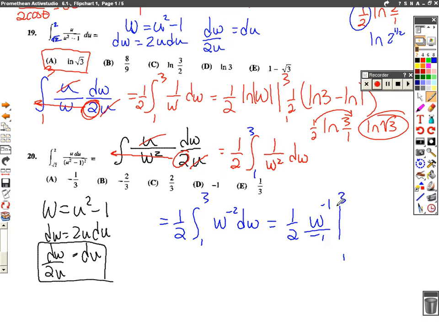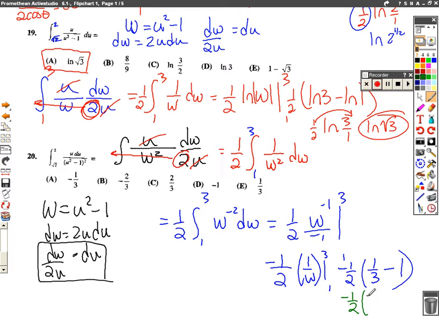Alright, I think this is a little bit easier to look at if we look at it like 1/2 times negative 1 over w from 1 to 3, which is the same exact thing. Now it's negative 1/2 times, plug in the 3, 1/3 minus plug in the 1, 1. So negative 1/2 of, running out of space, negative 1/2, 1/3 minus 1 is negative 2/3. So this becomes 2 over 6, or 1 over 3. All right, and that would be option E.